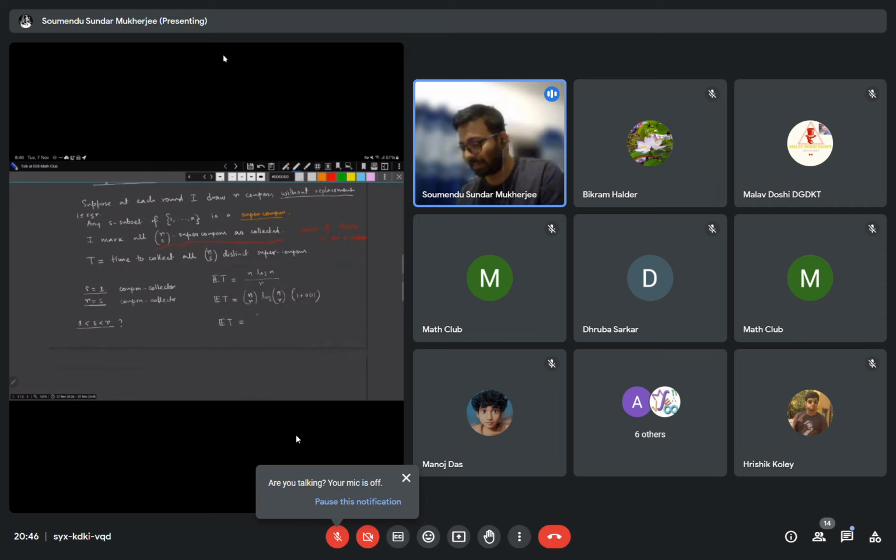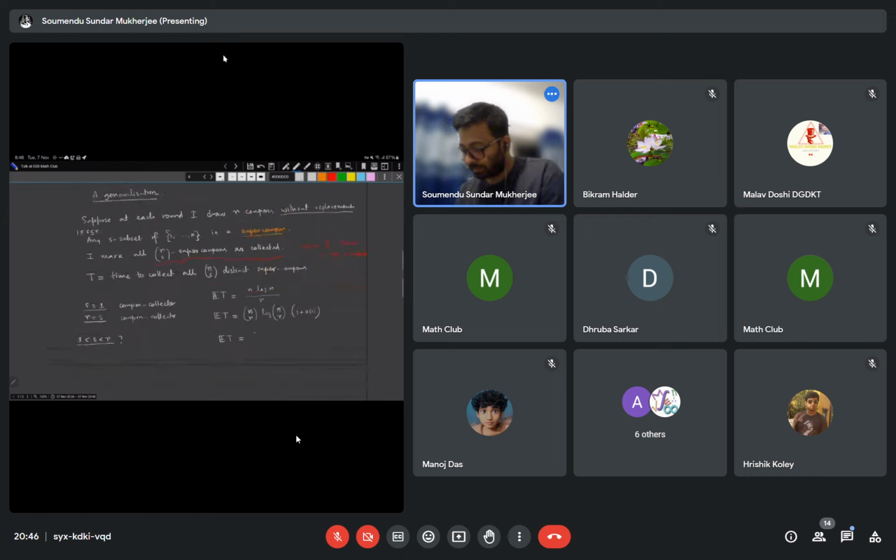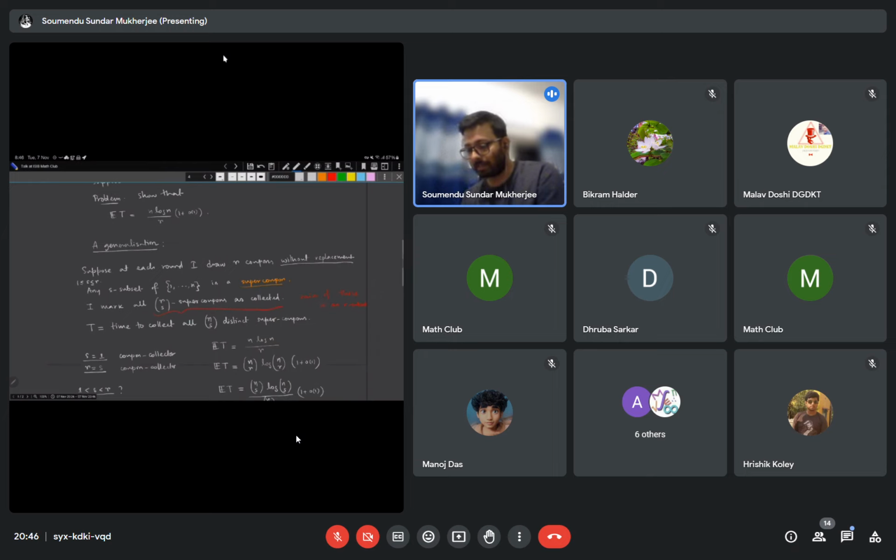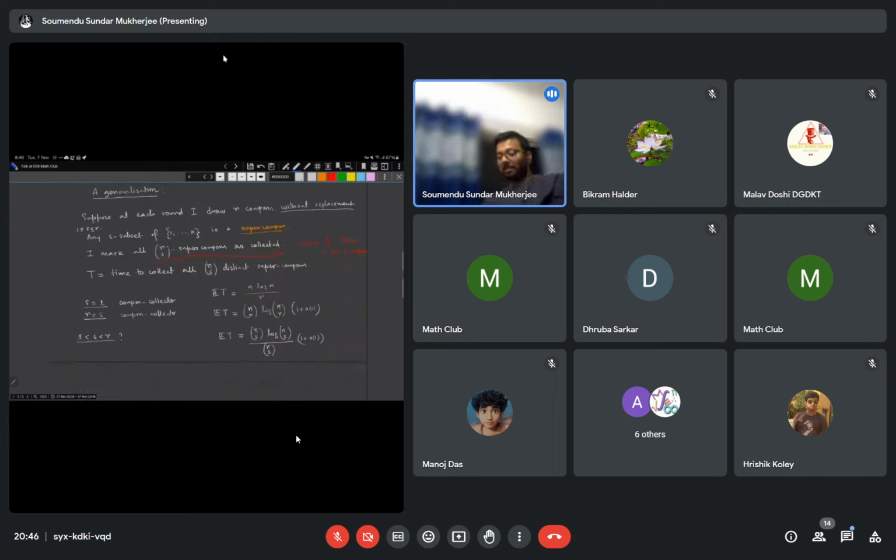The answer will be again n choose S, because this is the total number of super coupons, times log of this, divided by R choose S. This is basically this problem. So if I get rid of the constraint that the union of these R choose S super coupons is an R subset, then I know the answer.